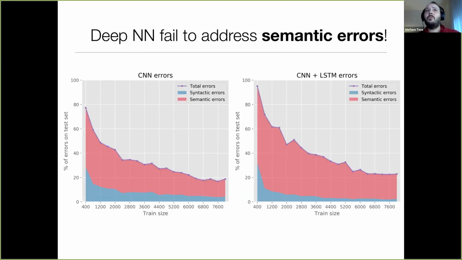Another point that we made in this paper is that deep neural networks tend to not address semantic errors, meaning that even the LSTM, which is the more complex architecture that we use here, tends to perform really well when it comes to syntactic mistakes, like realizing that the plus symbol must come before the equality symbol in the equation, but they perform very poorly in terms of semantic mistakes, so basically that the sum should be correct. And this is what you see. You see a CNN on the left and CNN plus LSTM to the right. They both perform quite poorly, especially in terms of semantic mistakes.